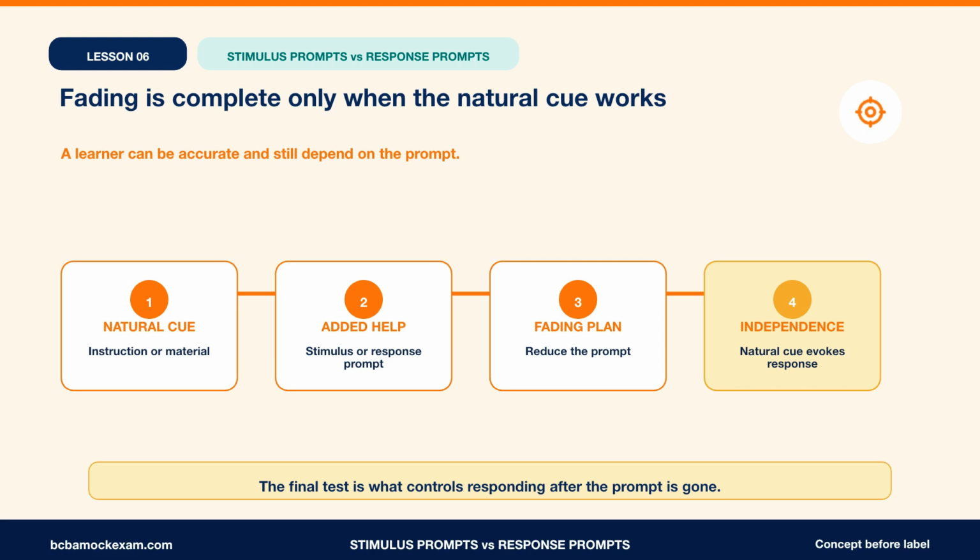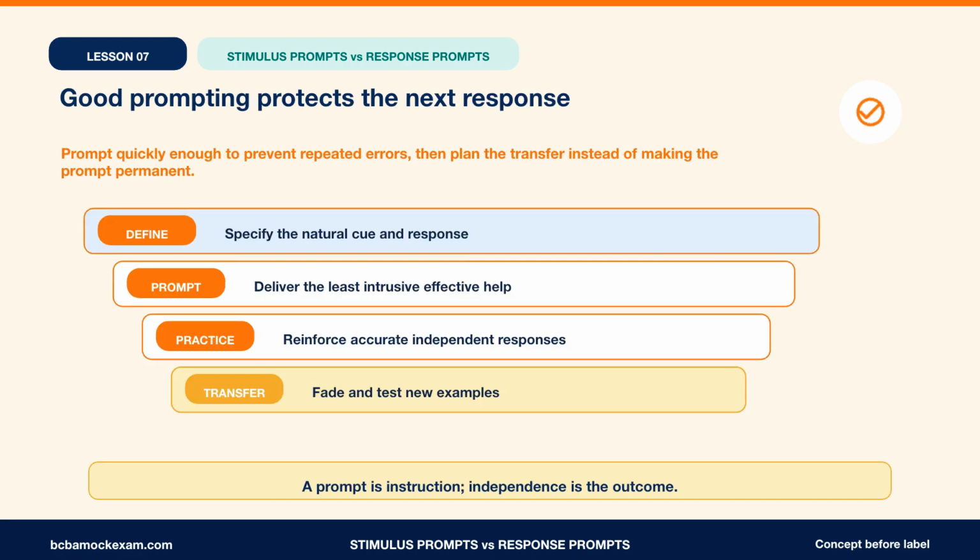A learner can be accurate and still depend on the prompt. The final test is what controls responding after the prompt is gone. Natural cue: instruction or material. Added help: stimulus or response prompt. Fading plan: reduce the prompt. Independence: the natural cue evokes the response. Good prompting protects the next response. Prompt quickly enough to prevent repeated errors. Then plan the transfer instead of making the prompt permanent. A prompt is instruction. Independence is the outcome.